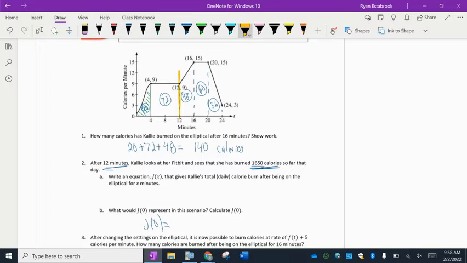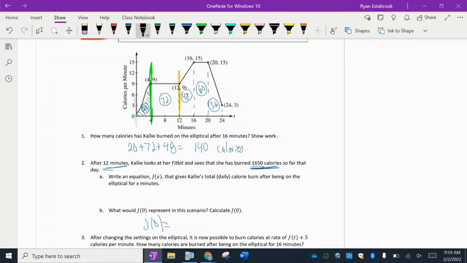Okay, so let's see. At the point in time, 12 minutes after she started working out on this, she's at that orange vertical line. She's burned 1,650 calories. What if we went back in time to right here, 4 minutes after she started working out? Well, we know she burned 72 calories during this time. So could you figure out how many she burnt right here? Like how many were burnt during the day up to this point? And then go back one more time to get to J of 0.